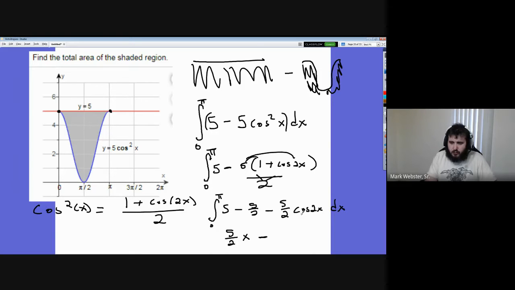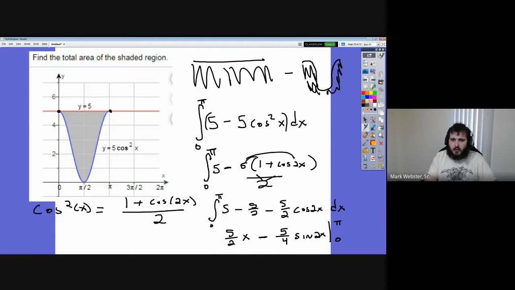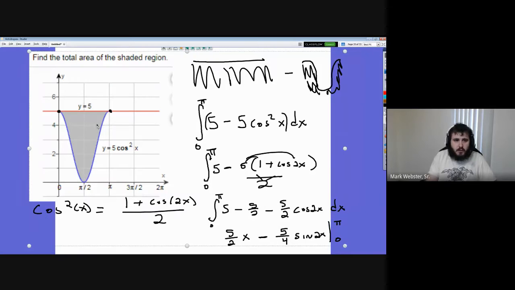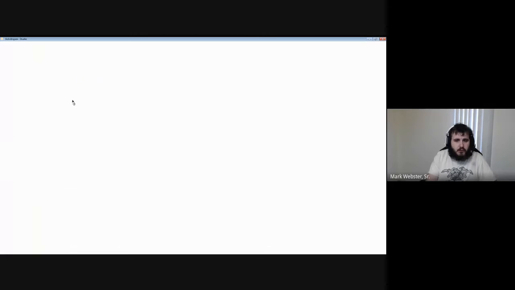And then we integrate cosine. That's sine. And since it's a 2x, we divide by 2, right? So this is minus 5 over 4 of sine of 2x from 0 to pi. So once again, with this situation here, let me move everything over just a little bit so we have enough room to continue.